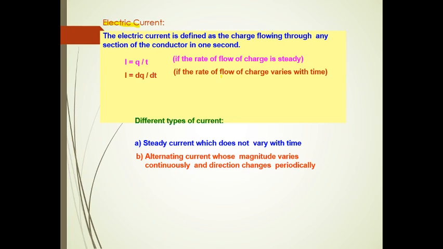There are two types of current, direct current and alternating current. Direct current is steady current which does not vary with time, and alternating current is current whose magnitude varies continuously and whose direction changes periodically.